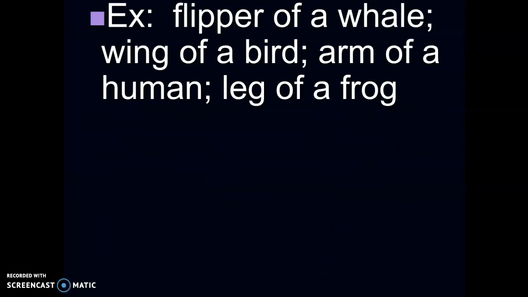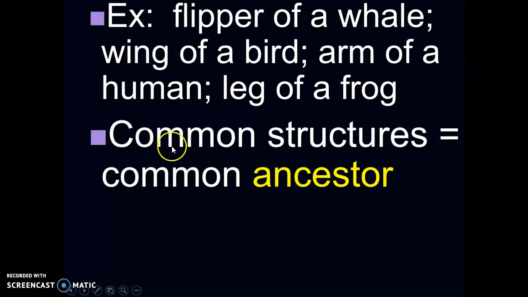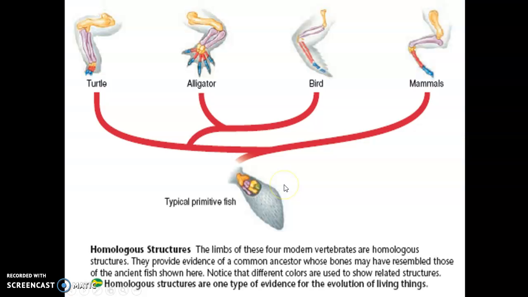So this is where it gets a little weird, and I'll show you a picture here in a second. An example of homologous structures. If we were to look at the flipper of a whale, the wing of a bird, an arm of a human, and a leg of a frog, actually those are the same bones. They're very similar bones, they're just different sizes. But all of these species have those bones in that area. This suggests that because they're common structures, there must have been some common ancestor that connects all of us.